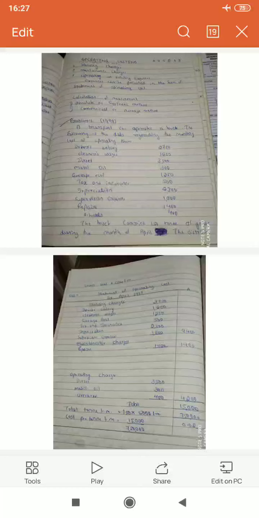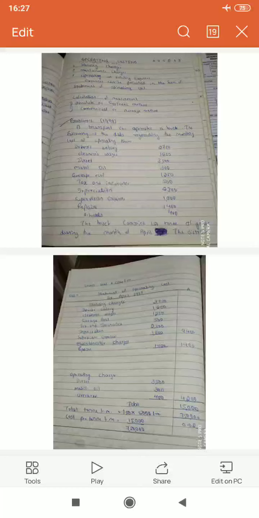Hello. Let us look into one example in support of ascertaining operating cost per ton kilometer, because the problem pertains to a lorry. First I will go through the problem. A transport company operates a truck. The following data pertains to a month, in the sense, expenditure pertaining to the month is given.